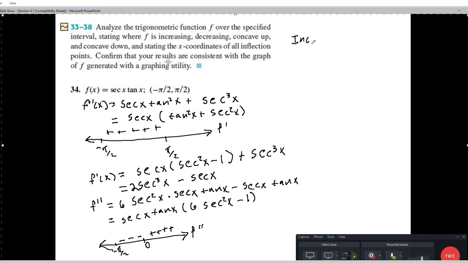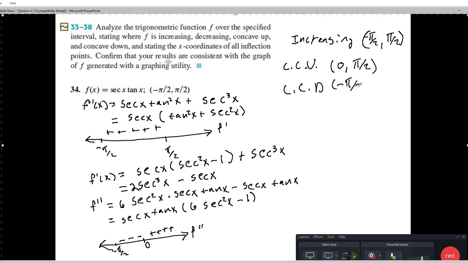This thing is increasing over the interval from negative pi over 2 to pi over 2. The entire time that we are concerned with, this was an increasing function. It was never decreasing. It's concave down over the interval from negative pi over 2 to 0, and concave up over the interval from 0 to pi over 2. And that's all we were being asked to do, except to verify this on the graphing calculator.